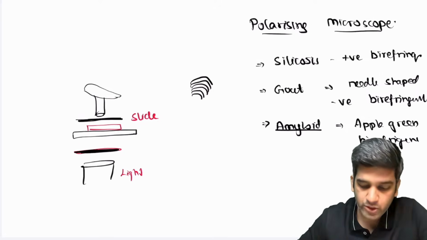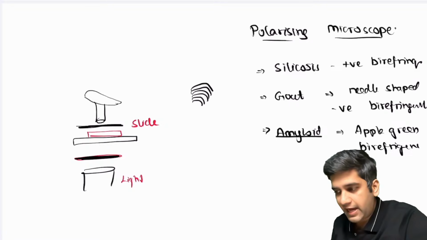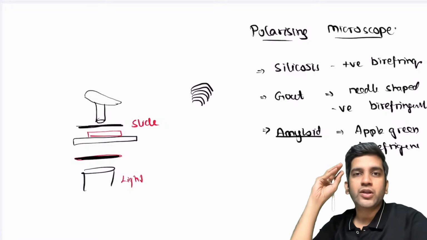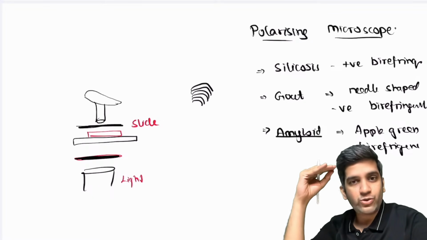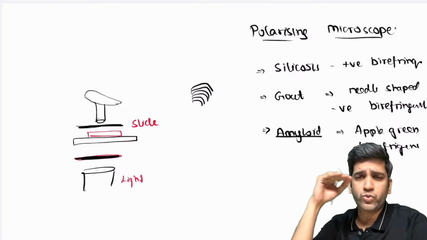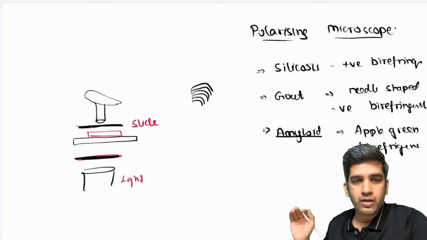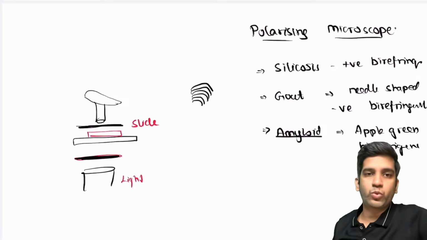Okay, so we have three uses of polarized microscopy. If you want to answer even the rarest of rarest questions, do remember them. Silicosis, gouty arthritis, amyloidosis are very good use cases of day-to-day activities of a polarizer. There are quite a few use cases not required for the UG level. But these are something which I never want you to forget, right?